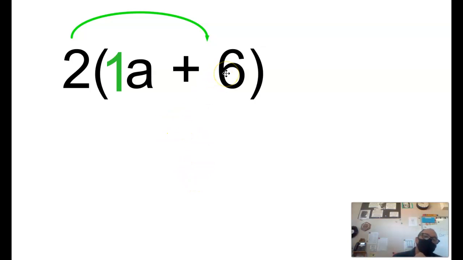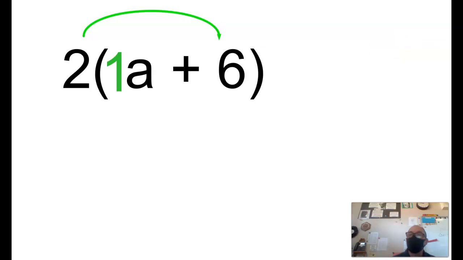And I'm going to think of the 6 actually as $6 in cash. Wouldn't that be cool? You got a bag and there's $6 of cash in there. How many bags do I have? 2 bags. So I've got 2 bags, and in each bag is an apple and $6.